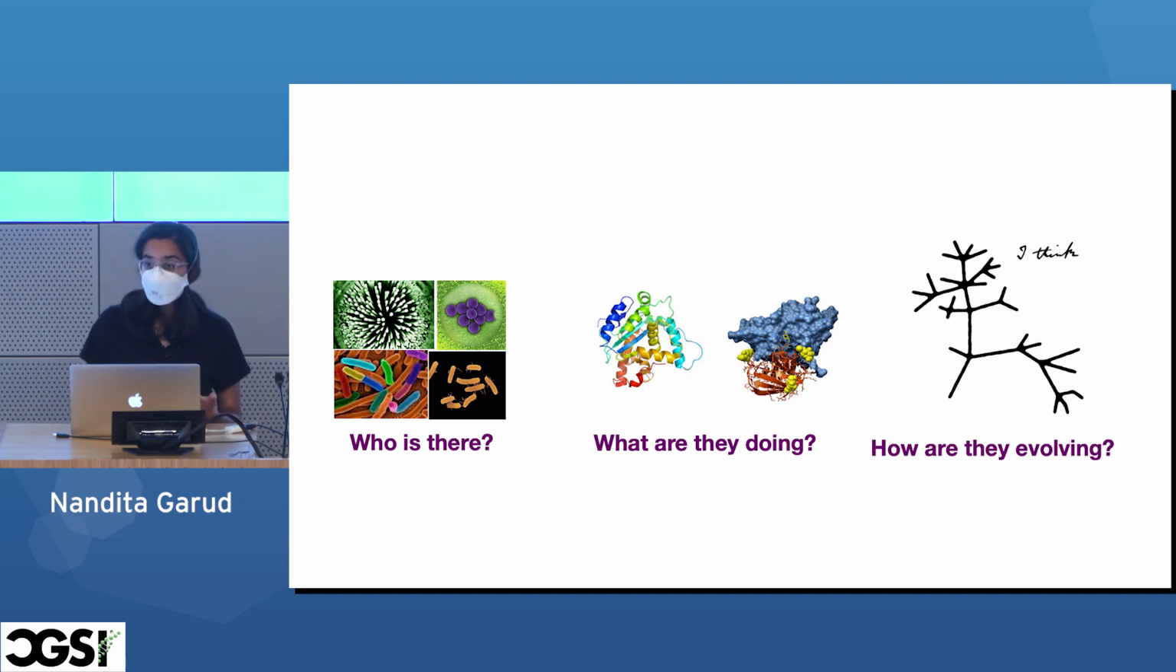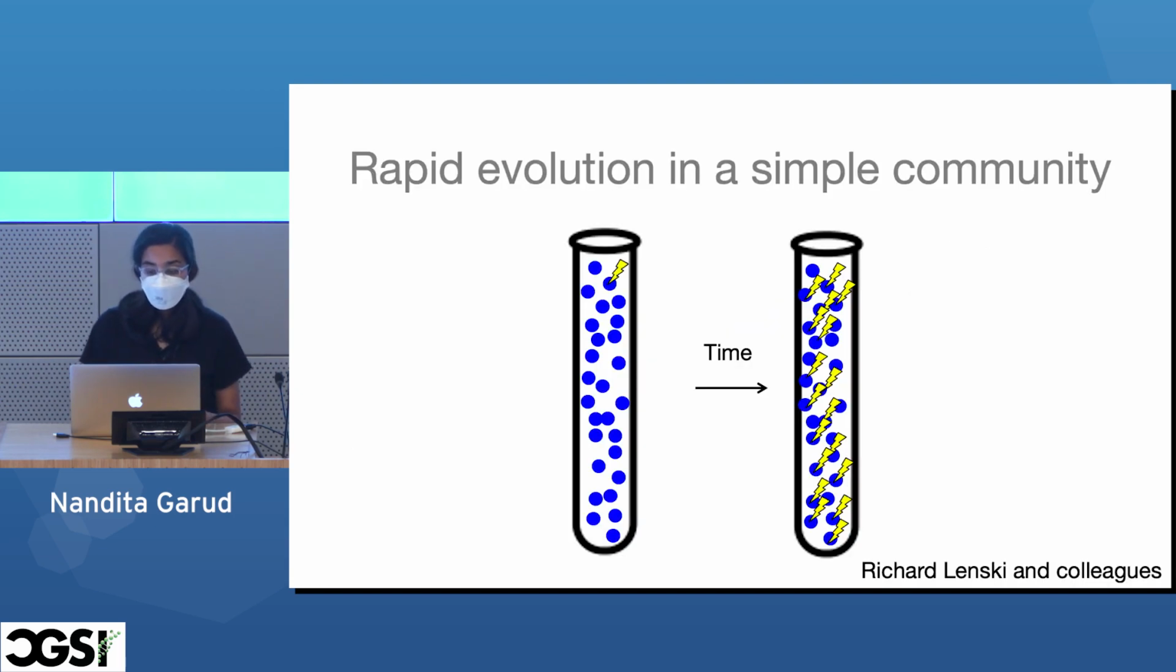Now, when we think about evolution of microbes, a very famous example of lessons we've learned comes from the lab. For example, Lenski and colleagues evolved E. coli in test tubes over thousands of generations and saw repeatable and rapid evolution. So here's that in cartoon form. The bullet indicates an adaptive mutation rising to high frequency.